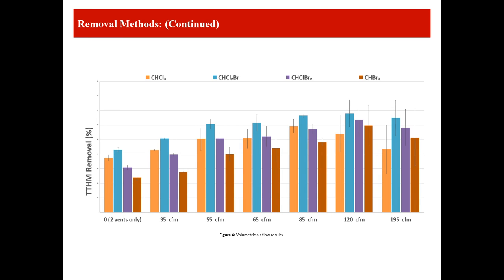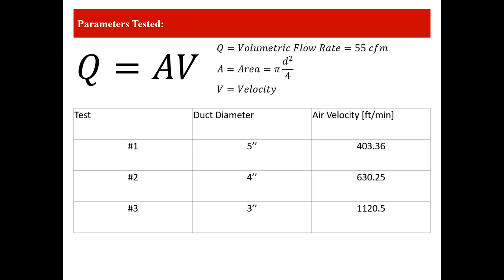Here we have previous work done showing that if the air flowed in at a greater volumetric flow rate, the amount of THMs removed was noticeable. With that in mind, I tested if velocity would play a role in THM removal rather than just volumetric flow rate. As you can see here, the equation for volumetric flow rate Q is the velocity of the air V times the area A. And in this case, the area meant those circular holes on top of the tank.